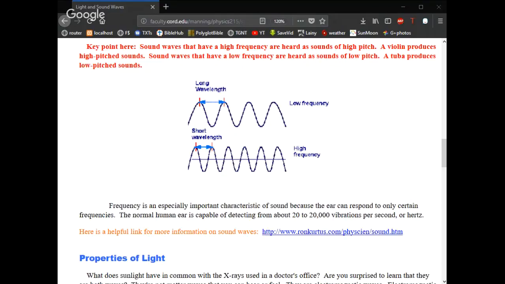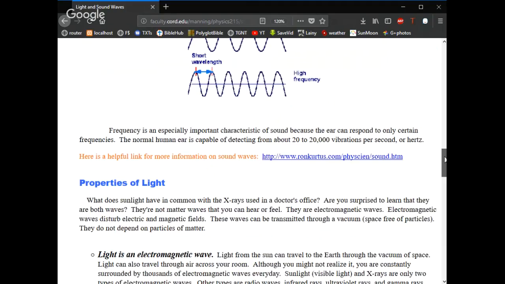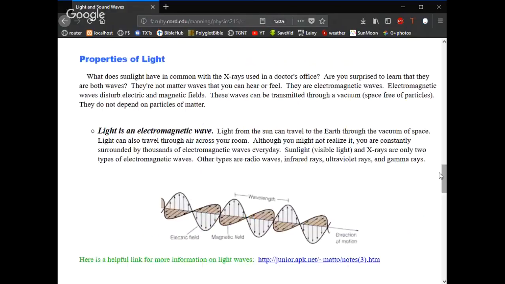So now we're going to look down here at the properties of light. You saw that little headline there, or title there. It says, what does sunlight have in common with x-rays in the doctor's office? They're both waves. That's all they're saying. This is a very basic elementary article, but if you can't explain something to the average person, it could be done better.